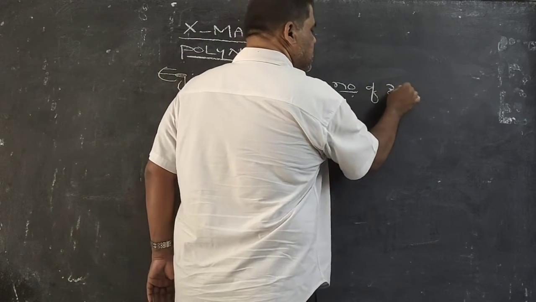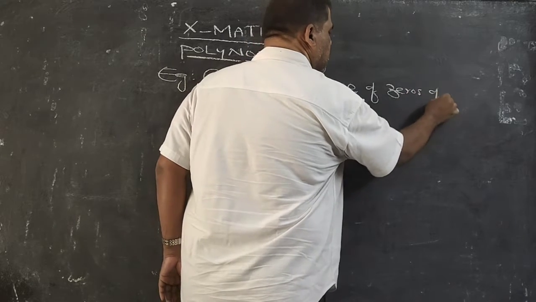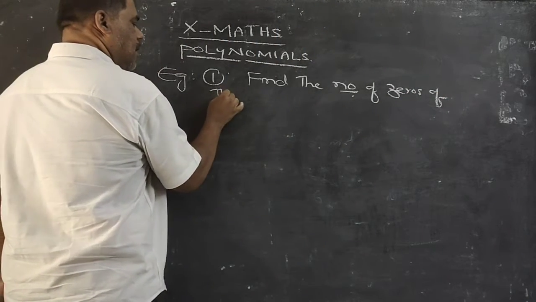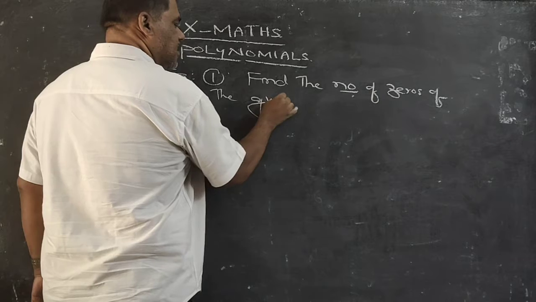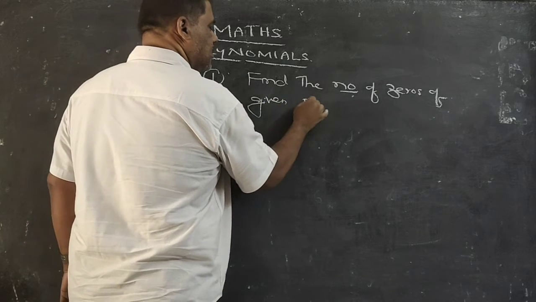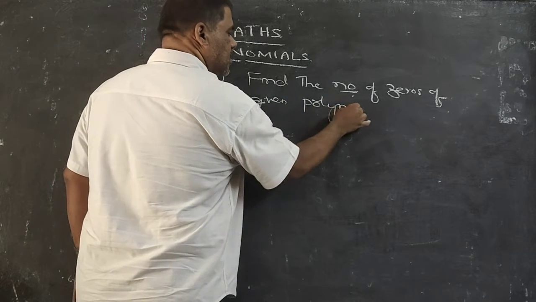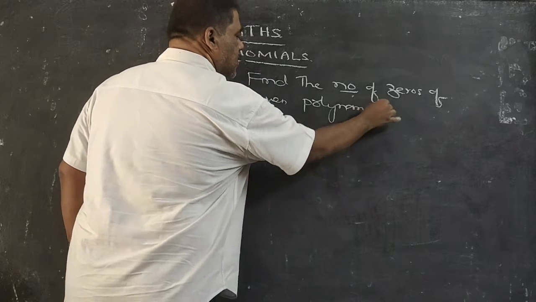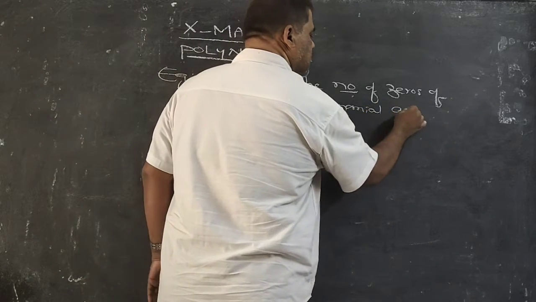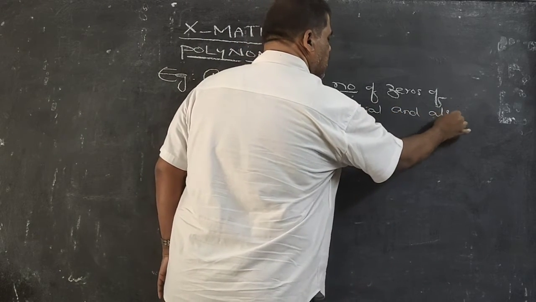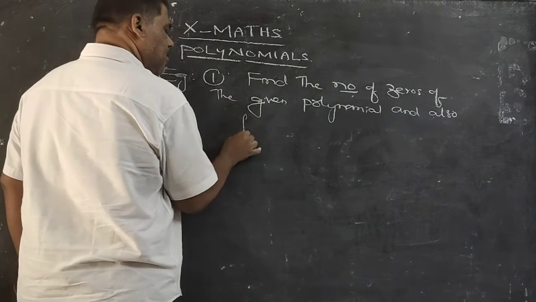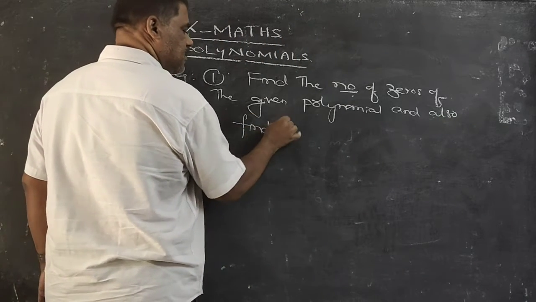Find the number of zeros of the given polynomial, and also find the values.